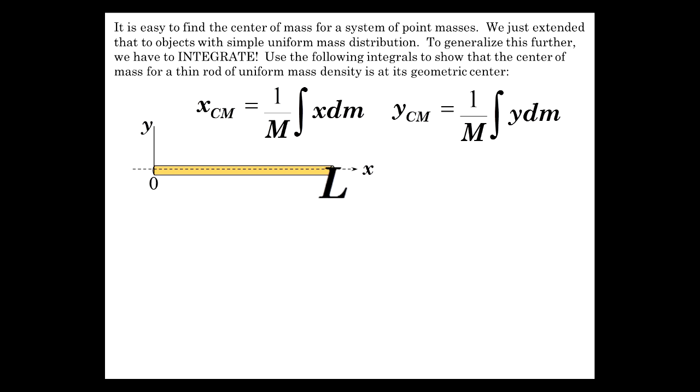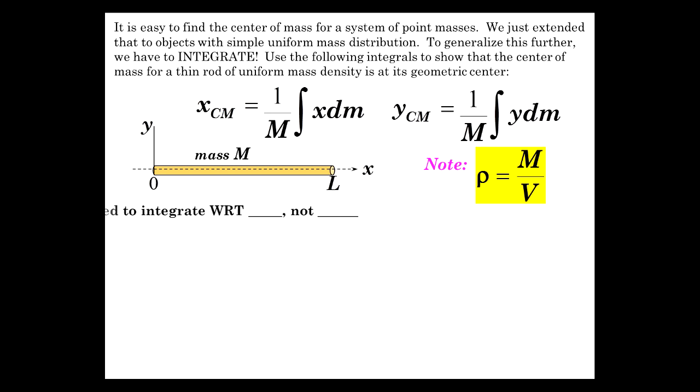So let's put our rod of uniform density along the x-axis, mass m. Let's note also that density is mass over volume. We'll come back to that in a little bit. Density is mass over volume. But what we need to do here is integrate along the x-axis, and we're not going to worry about y because this is a one-dimensional object. But we need to integrate with respect to dx, not dm.